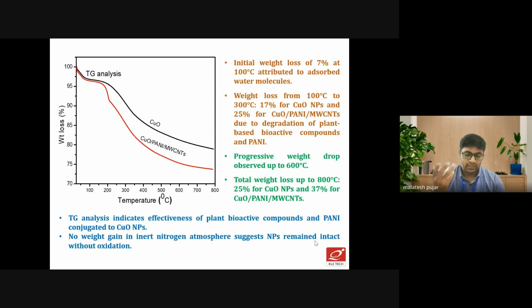So we went for the TGA studies. There we observed a 7% weight loss up to 100 degrees Celsius, and of course that is related to water molecules. But further, as you raise the temperature, we observe the degradation for the copper oxide and the composite, which is not a remarkable degradation, because we have introduced a plant extract also, so the biomolecules are going to be a reason for the degradation. Ultimately we didn't observe much loss, and no weight gain in the inert nitrogen atmosphere. This suggests it is going to stay intact against the oxidation process.